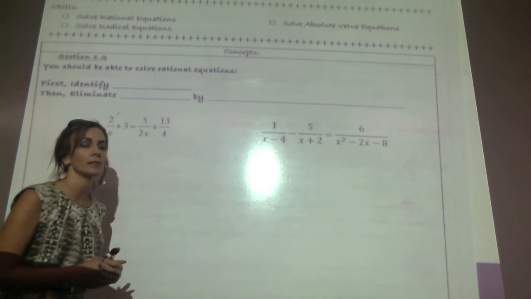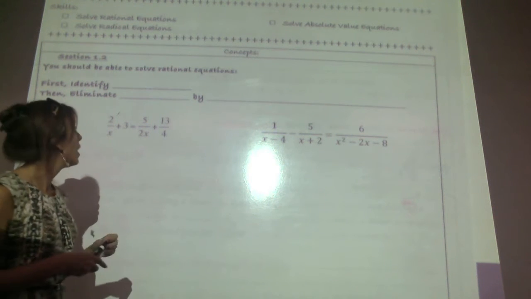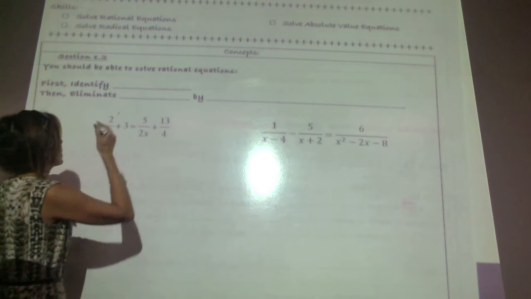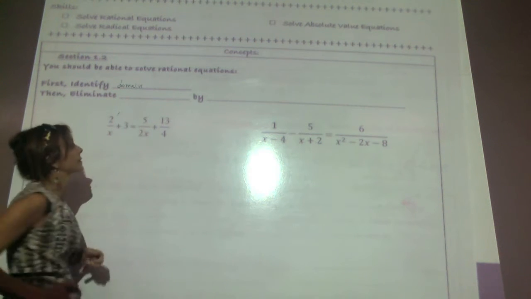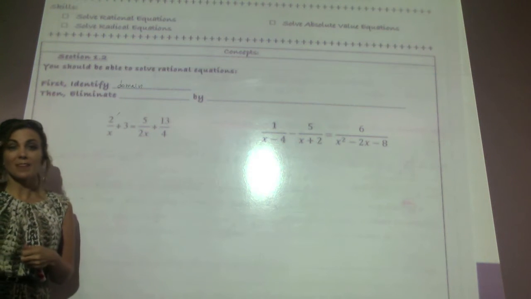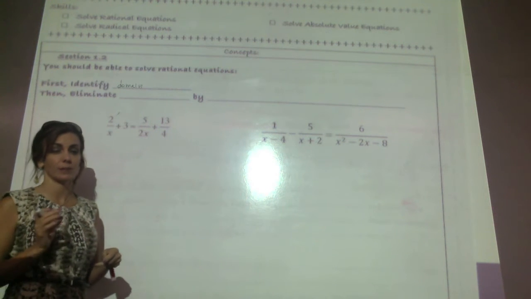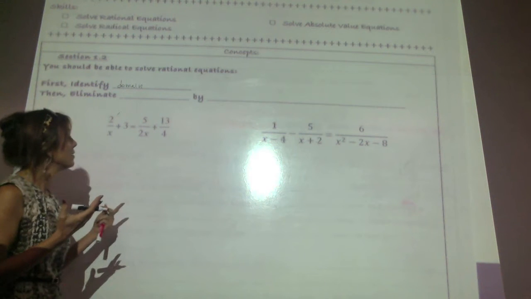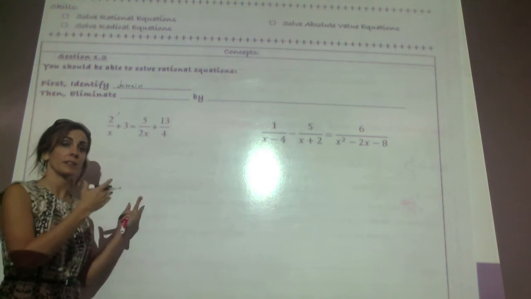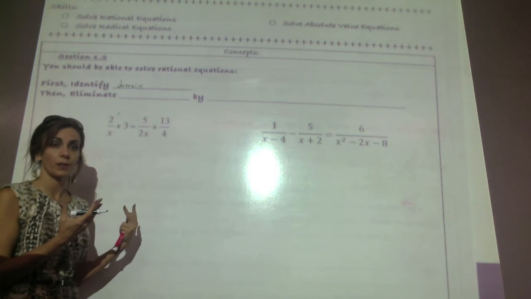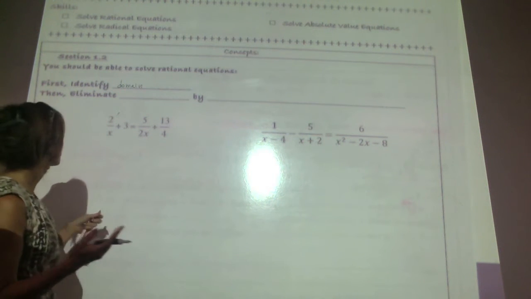The first thing you want to do is identify the domain of your equation. Think about what x cannot equal. Okay, that's important to keep in mind because if I end up with a solution that is going to cause an issue, it's got to be excluded. All right, well, we'll keep that in mind.